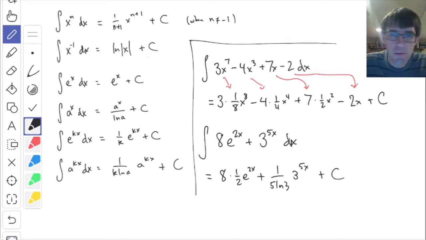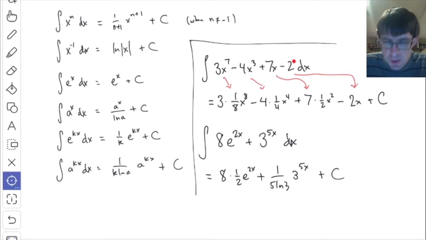I have a question about the last one. Yeah, sure. When you had the negative 2 dx, what did you do there exactly? When you have a constant, just a constant by itself inside the integral, it becomes that same constant times x. So that's just another rule you have to remember. Okay, thank you. Yep.